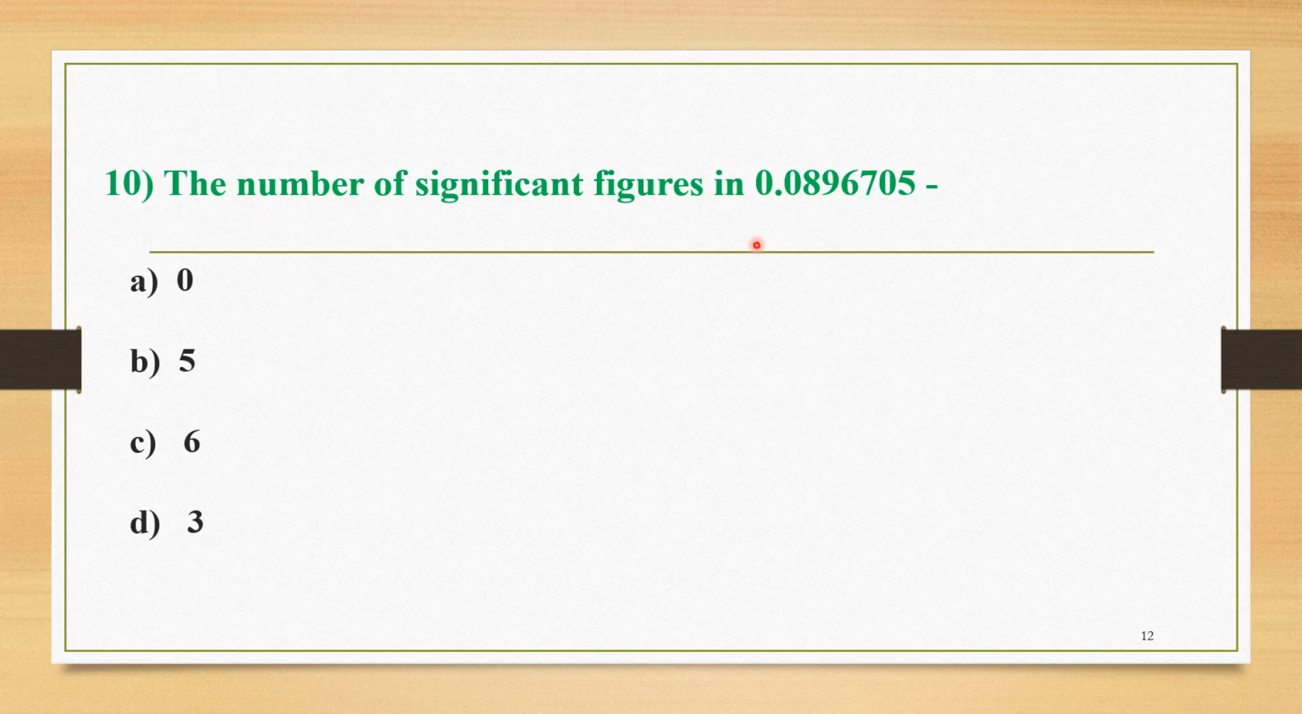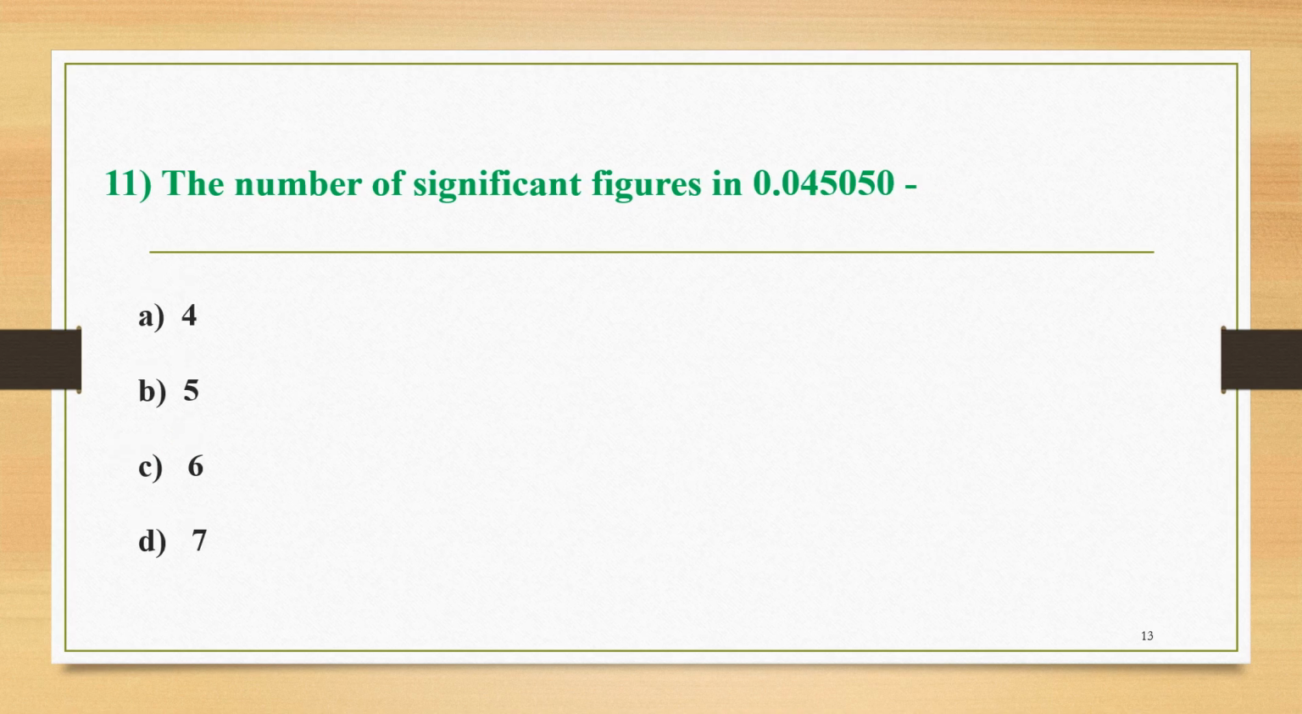The next question, number 10, is here. The number of significant figures in 0.0896705, and the four options are: A is 0, B is 5, C is 6, and D is 3. Now we know the different rules for assigning significant figures to different numbers. If we apply all these rules, then it is clear that the digits are 8, 9, 6, 7, 0 and 5. So 6 significant figures are there in this particular number, and that's why the correct option among these four is option C, that is, it has 6 significant figures.